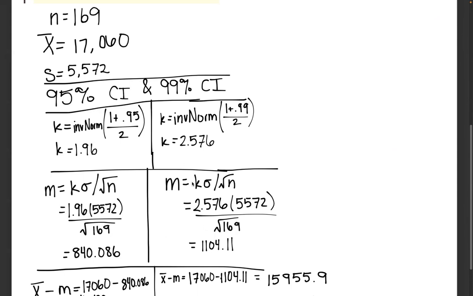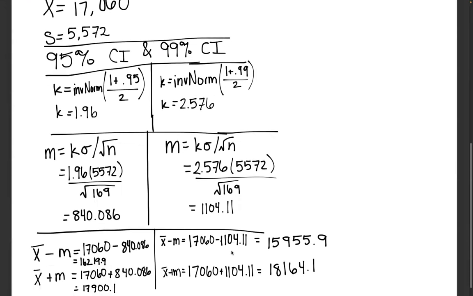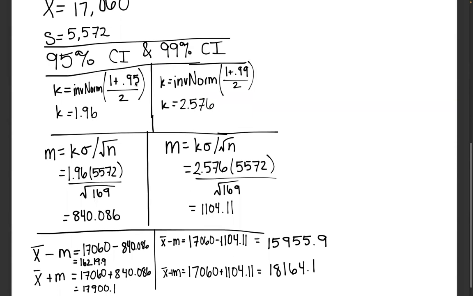Now we want to find our M for the 99% confidence level. So here, what's going to change is our K. So our K is 2.576, and then we have the same sigma and the same sample size here. And our M for the 99% confidence level is 1,104.11.